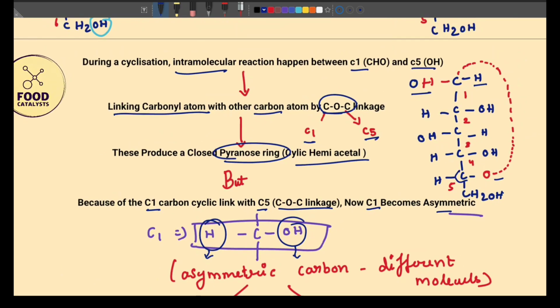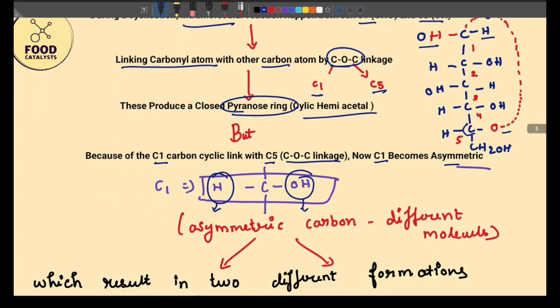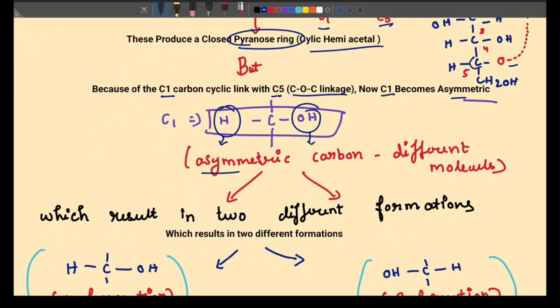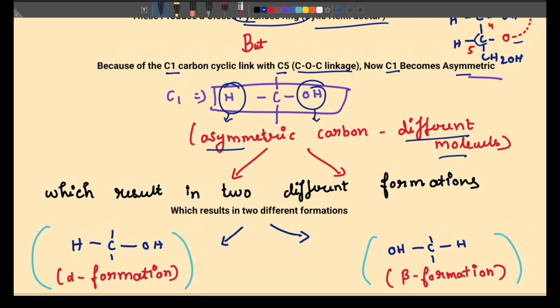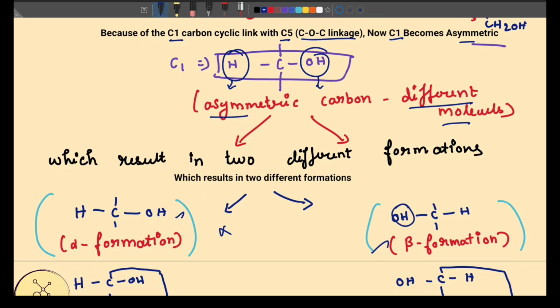If the OH is present on this side or this side, there are two possibilities, so I can write this reaction in two possible ways. That's why we need to know that there are two possible products. This asymmetric carbon will give different molecules. This is very important: if the OH is present on the right side of the compound, it is called alpha formation. If the OH is present on the left side, it is beta formation. Whether it is an alpha or beta formation is how we know if this is alpha glucose or beta glucose.